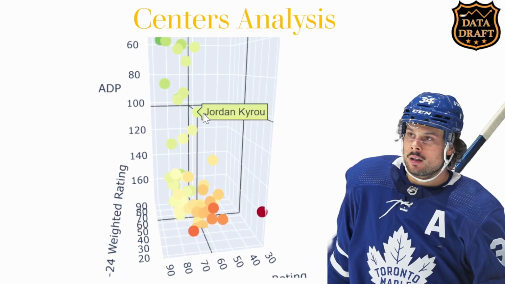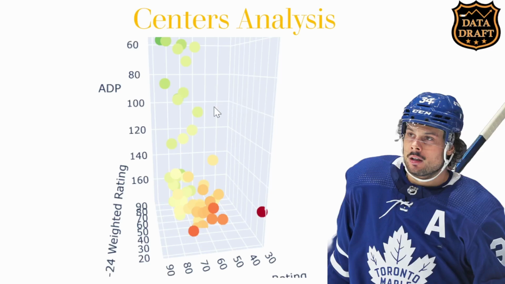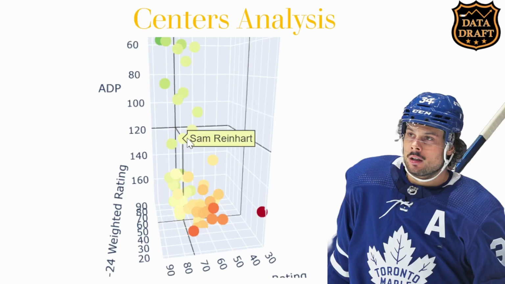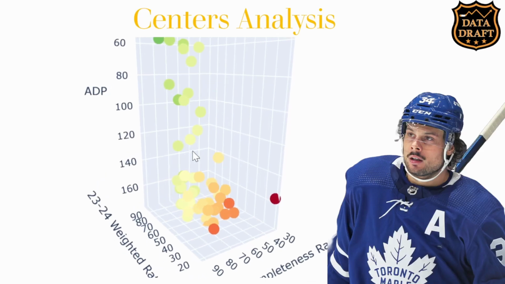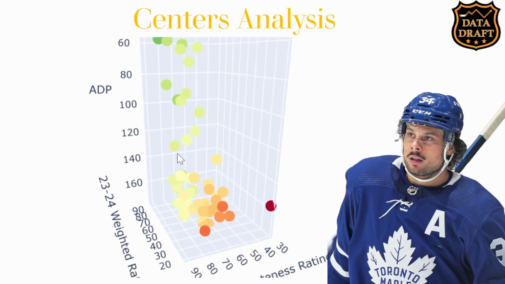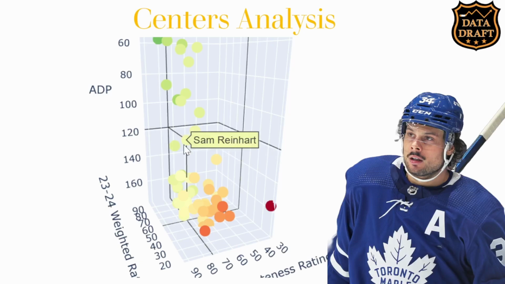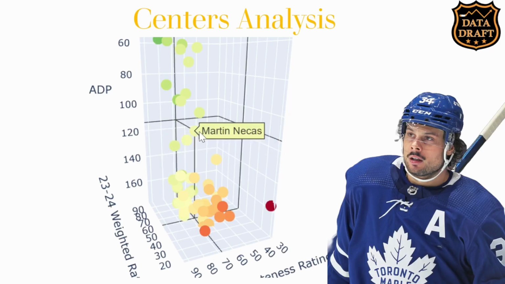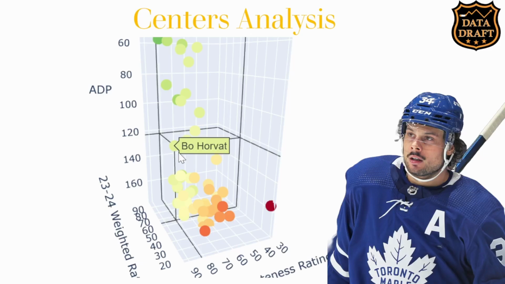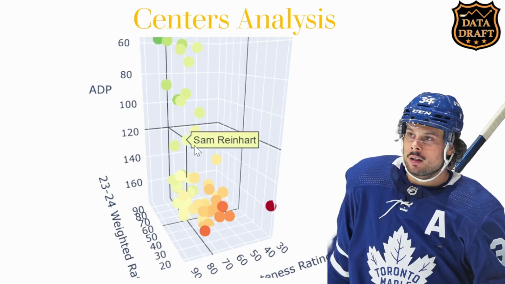Then as we bring it down, there's kind of this middle, I don't know if I want to delineate it as another tier, but you have Kyrou, Nechas, Reinhardt, and Bo Horvat. All of these guys I consider as really, really good waiver pickups in a 12-team league. So 3 of the 4 guys on this list hit the waiver wire in my league last year at one point. Maybe they didn't stay there for that long, but by the end of the season, Horvat was on it.